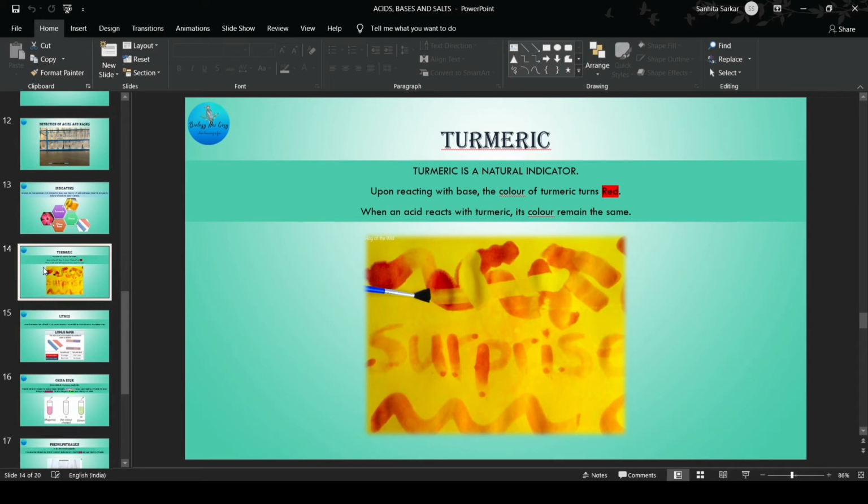Turmeric is a natural indicator. When turmeric reacts with a base, it gives a red color. But its color remains the same when it reacts with an acid.